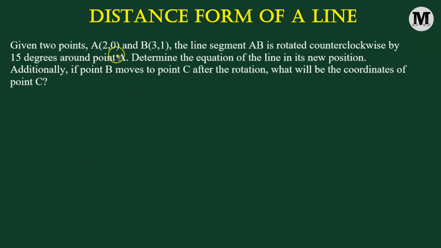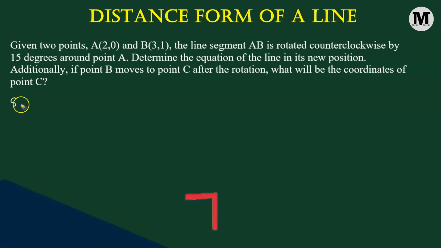Given 2 points, A and B, the line segment AB is rotated counterclockwise by 15 degrees around point A. Determine the equation of the line in its new position. Additionally, if point B moves to point C after the rotation, what will be the coordinates of the point C?